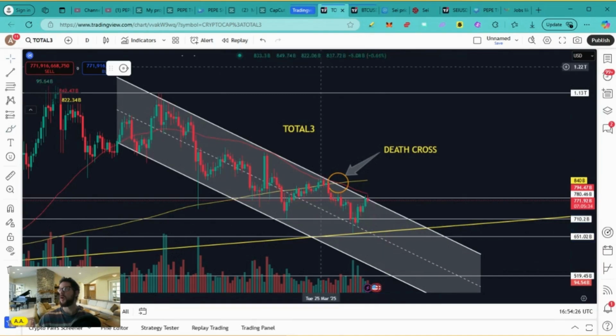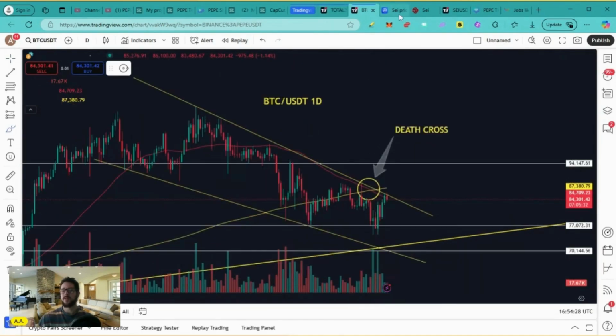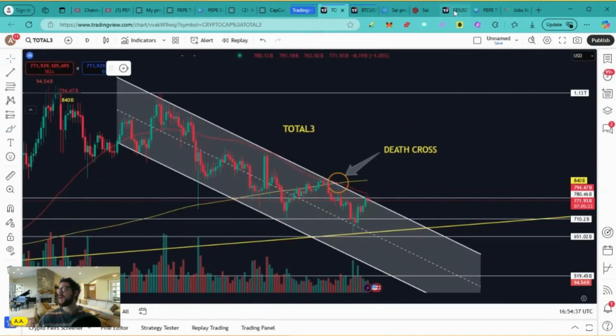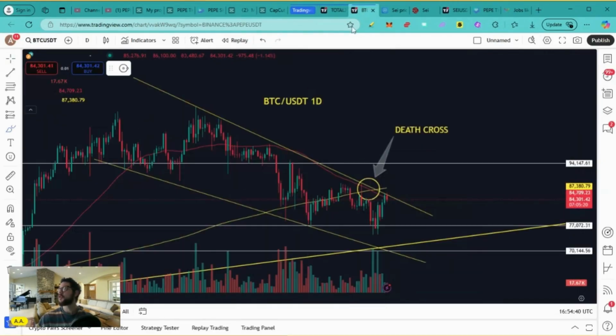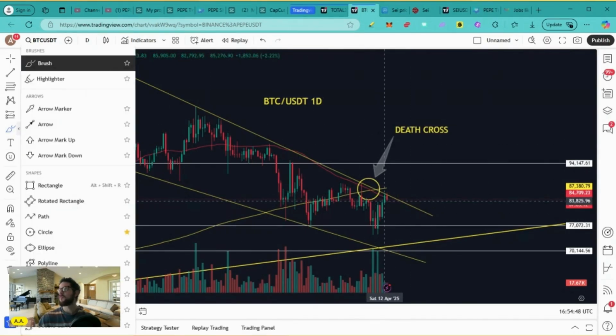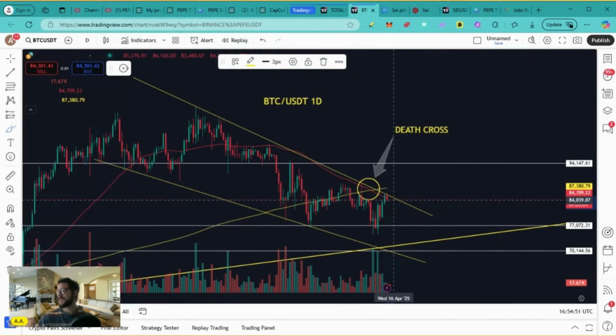Also, if we take a look at Bitcoin, guys, look at this. Bitcoin is also downtrending, moving inside this falling wedge pattern. And just like the total 3, and just like SEI, Bitcoin is currently testing this upper resistance. And it looks like we are getting rejected. So if the price action of Bitcoin gets rejected here, I expect to see further downside. I expect to see the downtrend to continue for Bitcoin. And this is going to be bad news for altcoins.